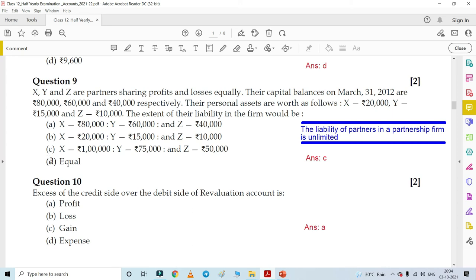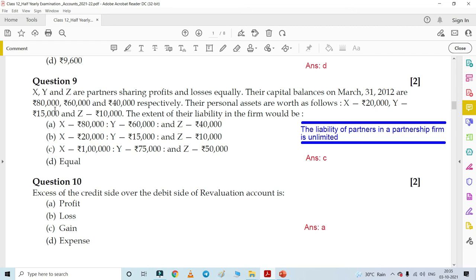Here the 4 options are given, but you have to do smart work. The question says the extent of the liability in the firm of the 3 partners would be what? And as you know, in a partnership firm, the liability of partners always remains unlimited. And it's a partnership firm, hence the liability would not be limited only to the capital of the firm, but it will also include the personal assets of the partners.